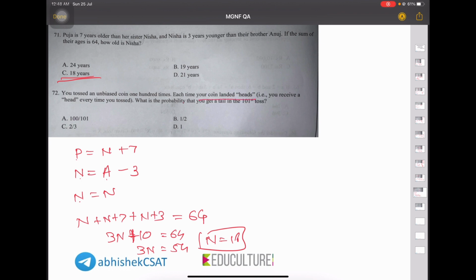You toss an unbiased coin 100 times. Each time your coin lands heads. That is, you receive a head every time you toss. What is the probability that you get a tail in the 101st toss? Simple. Every time the probability will be 50%, that is 1 by 2. Even if your luck is too bad, the chance of winning every time is 50%. So 1 by 2.